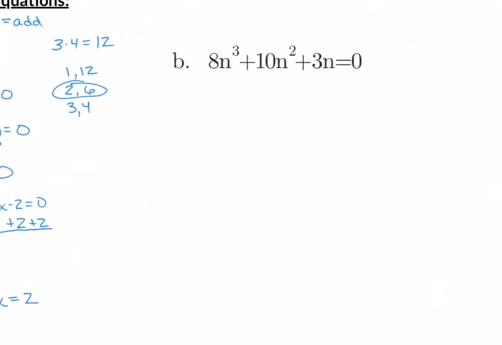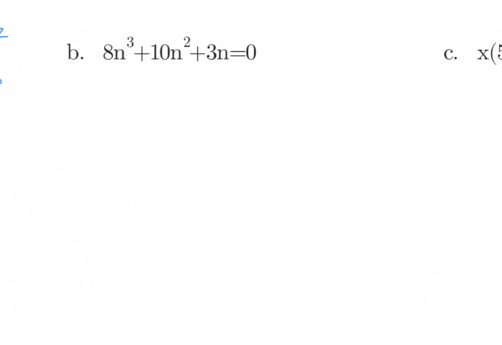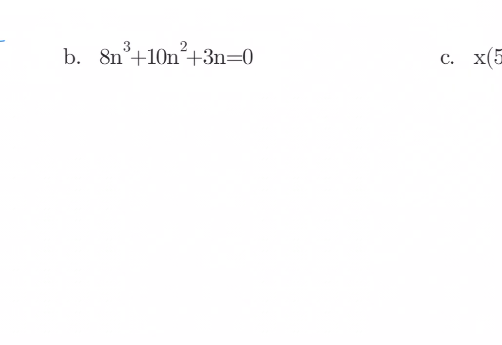Okay, let's try a couple more. Let's try example B. First thing I notice is everything here has an n, so I want to factor it out. If we factor out one n from each term, the first one becomes 8n squared. Second one, we're going to be left with 10n. And the last term, we're going to be left with a 3.